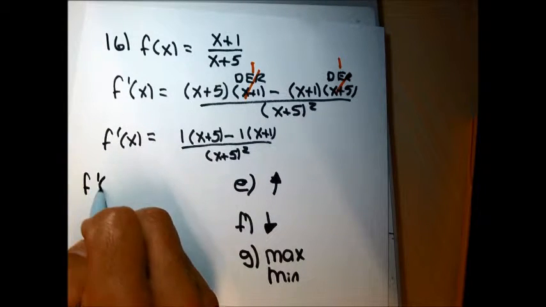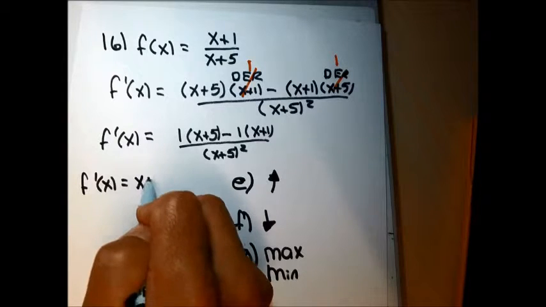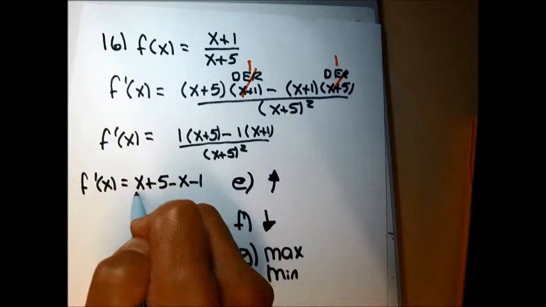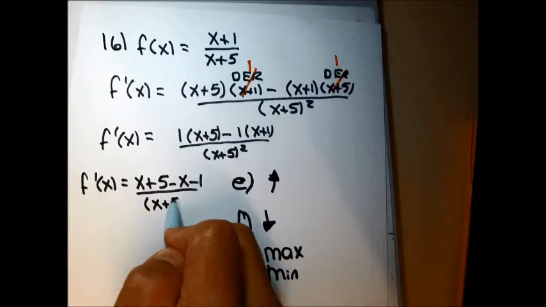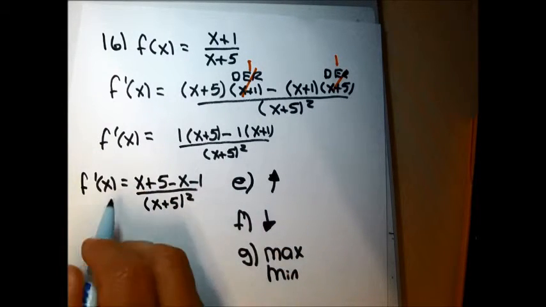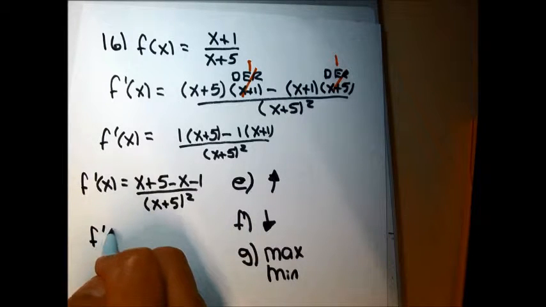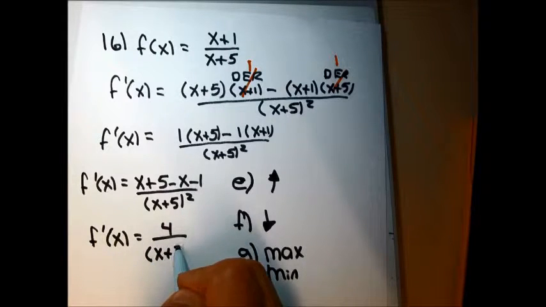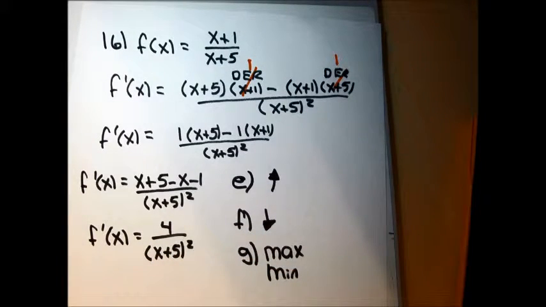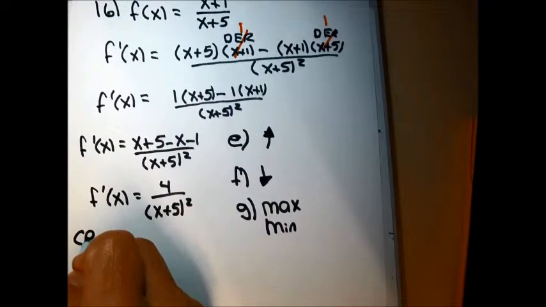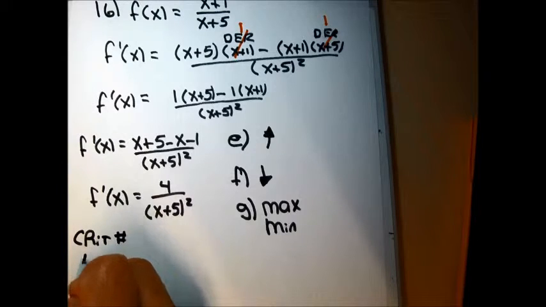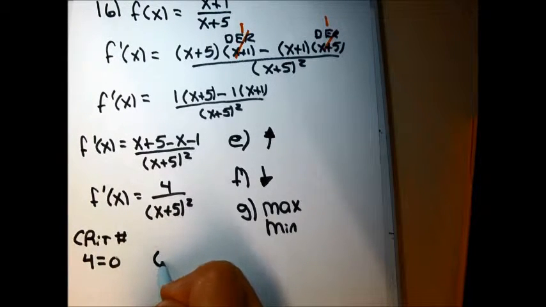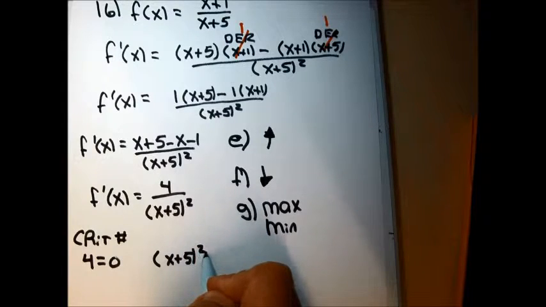That's going to give me f prime of x equals x plus 5 minus x minus 1 over x plus 5 squared when I clear the parentheses. Now in the numerator, the x is going to cancel, and 5 minus 1 is 4. So I get f prime of x equals 4 over x plus 5 squared. That's the derivative, so now I can get critical numbers. I get critical numbers of a fraction by taking the numerator and the denominator and setting them separately equal to 0. So I'll go 4 equal to 0, and x plus 5 squared equal to 0.